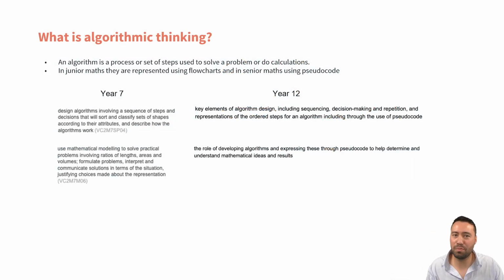The question many of you might be asking is, what is algorithmic thinking? Well, algorithmic thinking is a process or steps used to solve a problem or do calculations. It's been added to the curriculum from 7 to 12, as you heard Kathy talk about, and it's important that we understand this isn't just something we have to teach because it's in the curriculum. This is an important skill that all our students need to know to get jobs in the future.